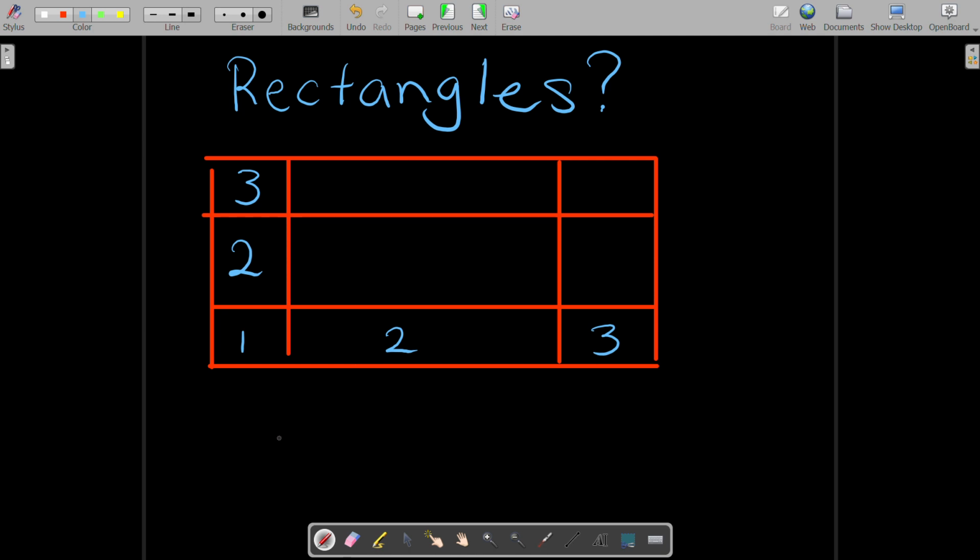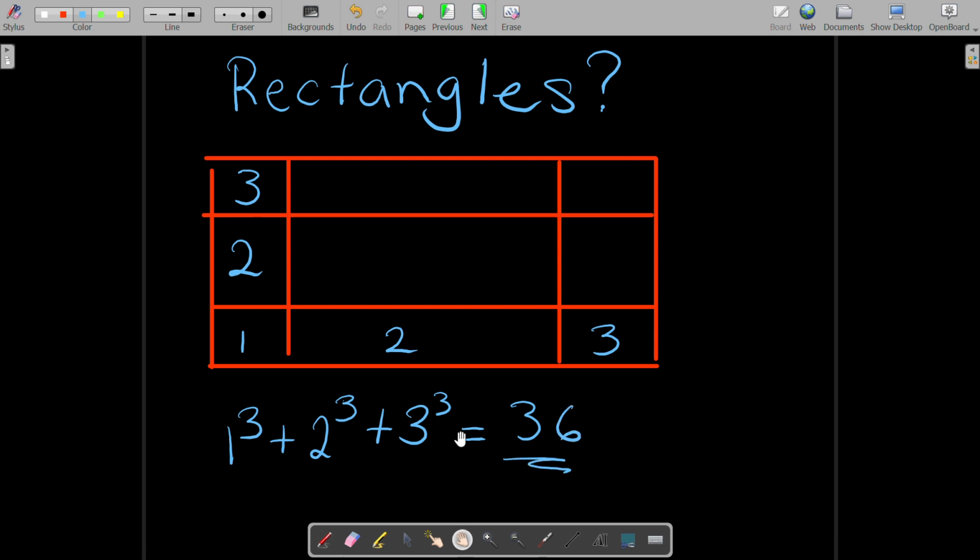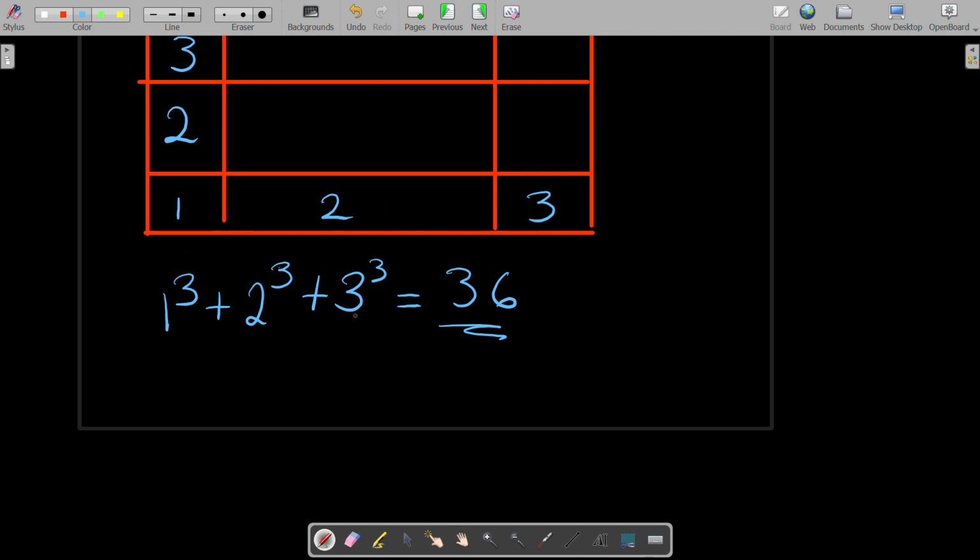So this strategy, instead of squaring the number of columns we have, we would in fact cube them. So we would do 1 cubed plus 2 cubed plus 3 cubed. And if we add all of those up, we get 36. So that's how many rectangles are in this. So this strategy, we basically just take the number of columns and cube the amount.